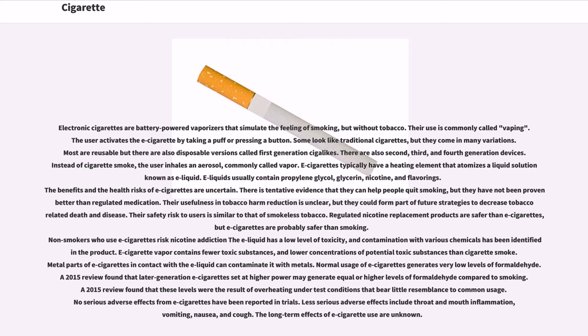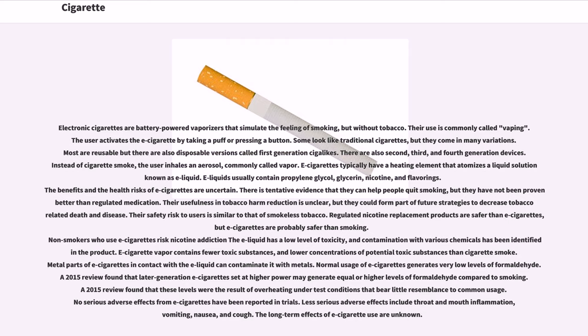The e-liquid has a low level of toxicity, and contamination with various chemicals has been identified in the product. E-cigarette vapor contains fewer toxic substances, and lower concentrations of potential toxic substances than cigarette smoke. Metal parts of e-cigarettes in contact with the e-liquid can contaminate it with metals. Normal usage of e-cigarettes generates very low levels of formaldehyde. A 2015 review found that later generation e-cigarettes set at higher power may generate equal or higher levels of formaldehyde compared to smoking. A 2015 review found that these levels were the result of overheating under test conditions that bear little resemblance to common usage.